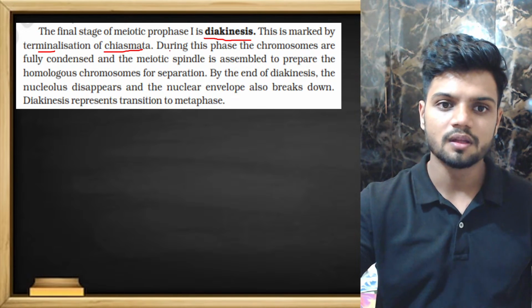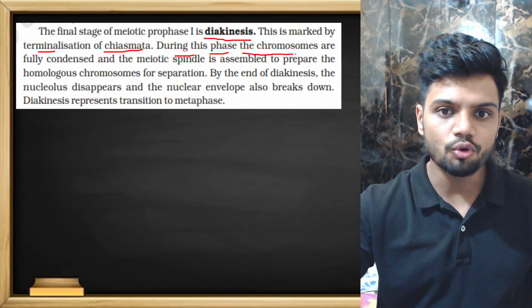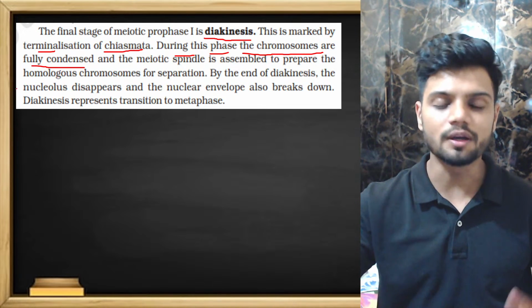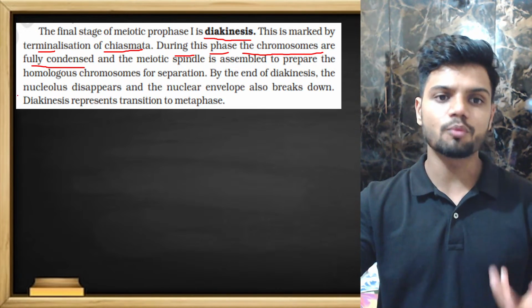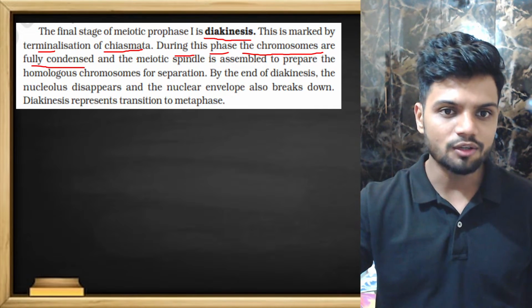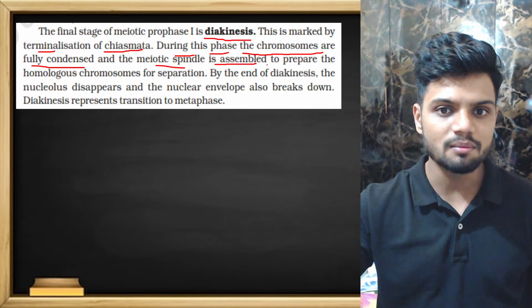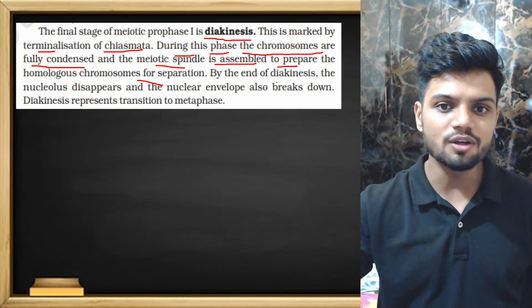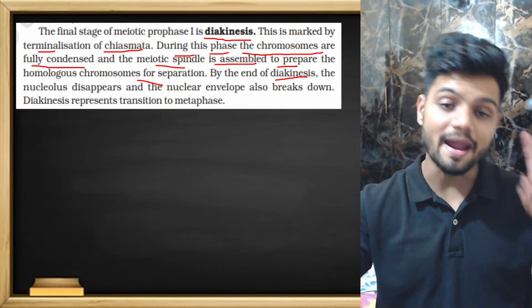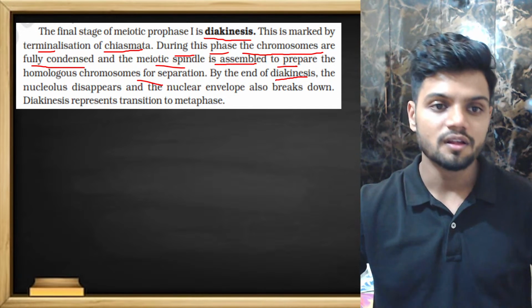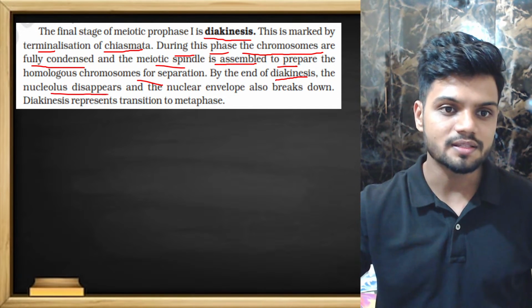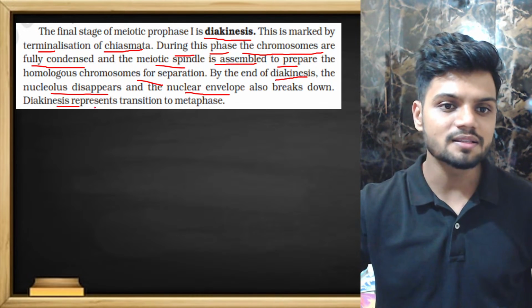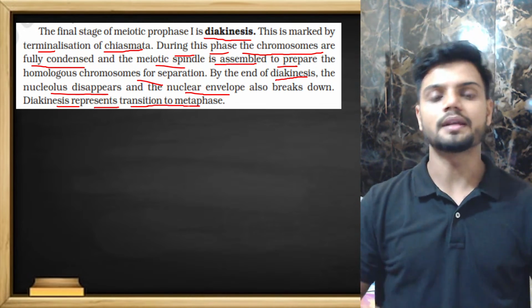Gone. During this phase, the chromosomes are fully condensed again, because that is what happens in prophase, right? In prophase, the chromosomes are getting condensed. The spindle apparatus is assembled to prepare the homologous chromosomes to separate. By the end of diakinesis, the nucleolus disappears. The nuclear membrane also breaks down. Diakinesis represents the transition to the metaphase.